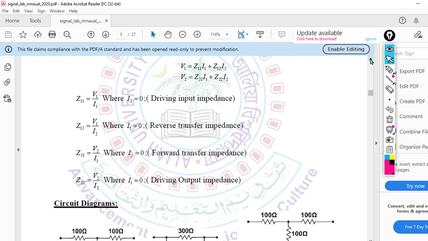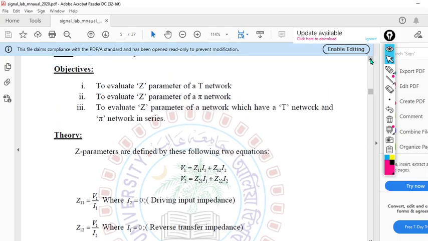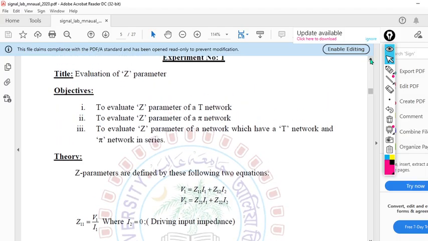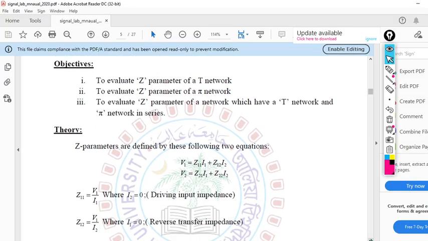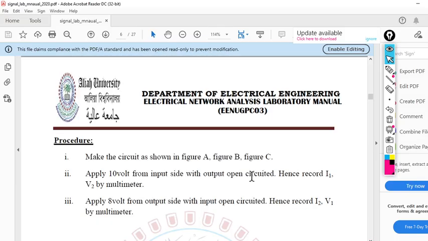So this is your 2-port network. In the classroom I will discuss the 2-port network. So this is our Z-port network, and you have to find out these 4 parameters: Z11, Z12, Z21, Z22. So to find Z11, here the theory is written and the procedure is also written. What you have to do is make the circuit as shown in the figure.